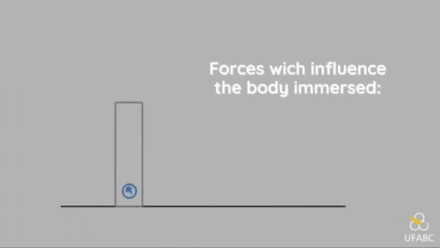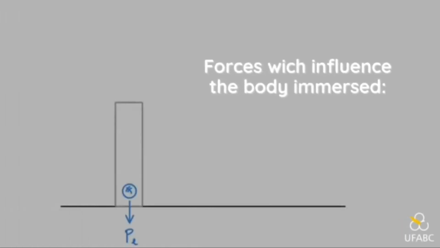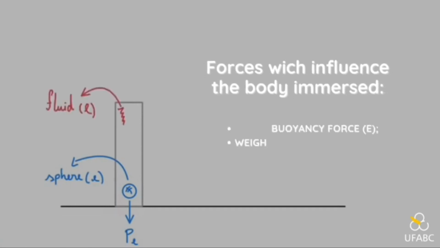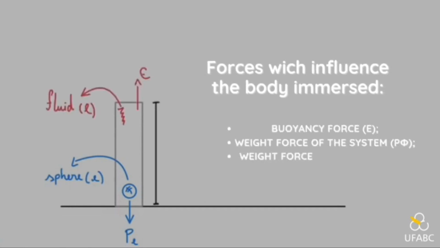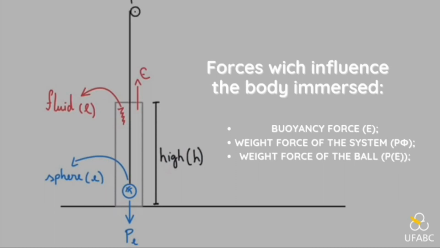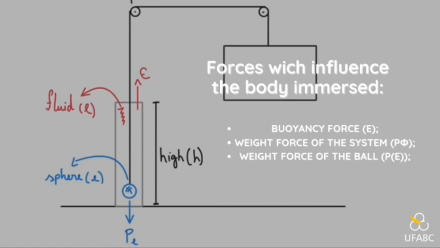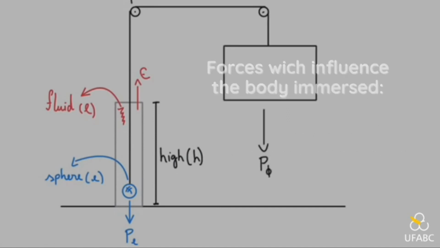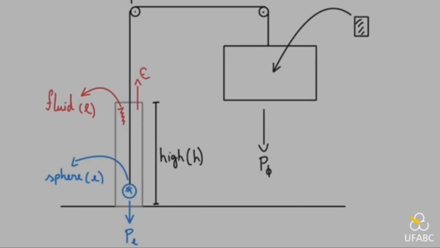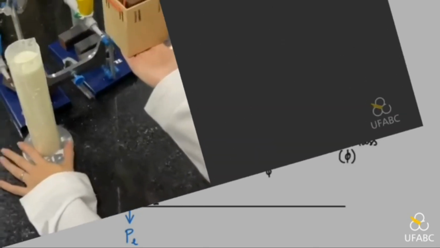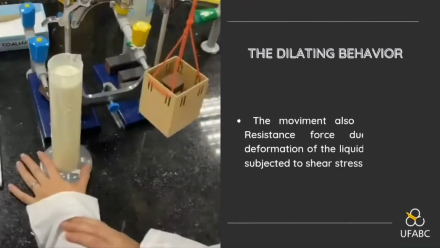To obtain the exact value of the tension applied on the liquid, we schematized and related the forces that influence the body immersed in the liquid as the following. We concluded that the forces that act in favor of the vertical displacement of the body immersed in the liquid are the buoyancy force and the weight force of the system. The force acting against the vertical motion of the body is the weight force of the ball.